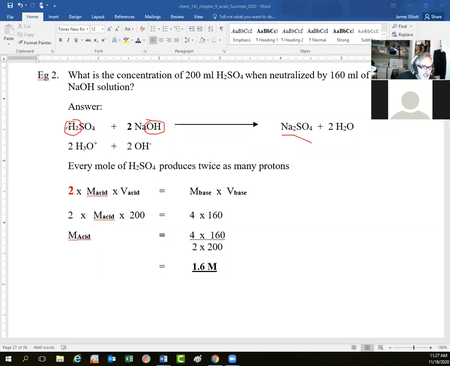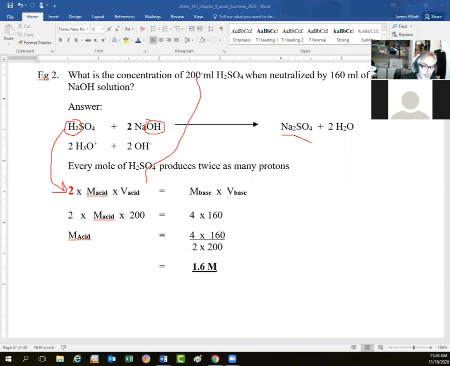So the acid side needs to be multiplied by 2 to take into account the fact that it's a diprotic acid. So again, moles of acid should equal moles of base. We work out moles by taking the molarity times the volume. So we get the molarity of the acid times its volume is equal to the molarity of the base times its volume. We can plug in our values.